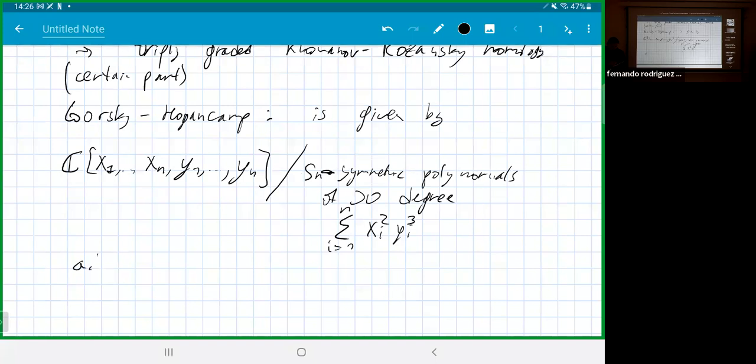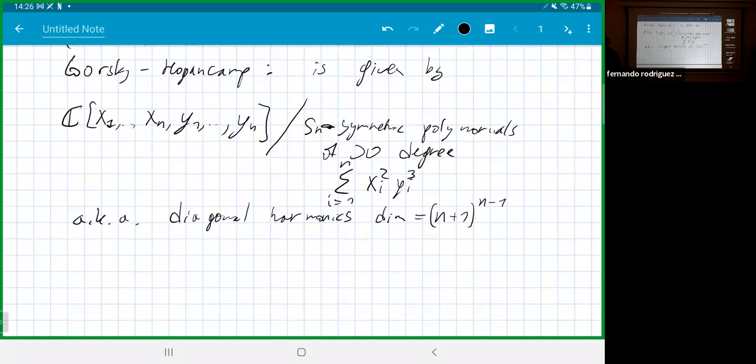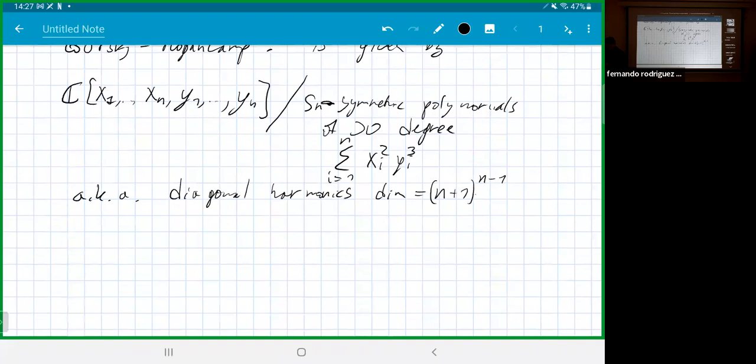So this is also called diagonal harmonics. Garcia and Haiman studied this and they proved that the dimension was (n+1)^(n-1). And I, together with Eric Carlsson, put forward the Shuffle conjecture, which gives the character of this vector space as an S_n representation, which is related somehow to Catalan numbers.